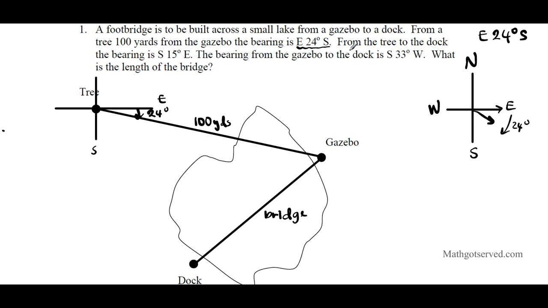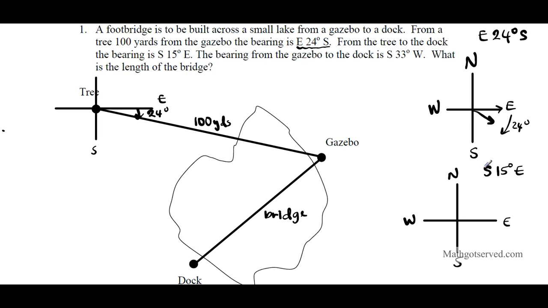The next measure says that from the tree to the dock, the bearing is 15 degrees east from the south. Okay, 15 degrees east of south. Let's look at what the graph looks like for 15 degrees east of south. Let's draw four cardinal points again: north, south, east, and west. So where is 15 degrees east of south?